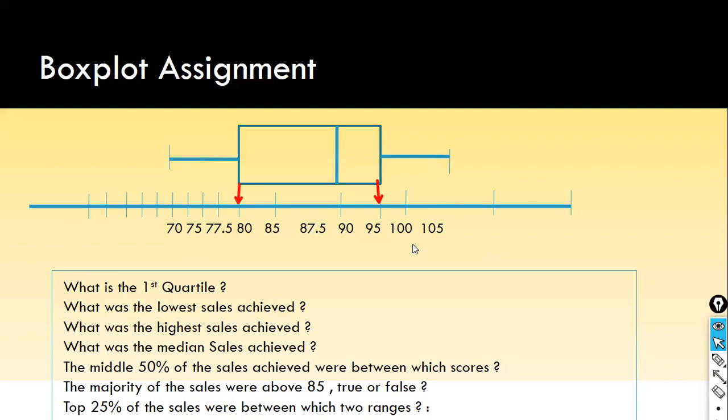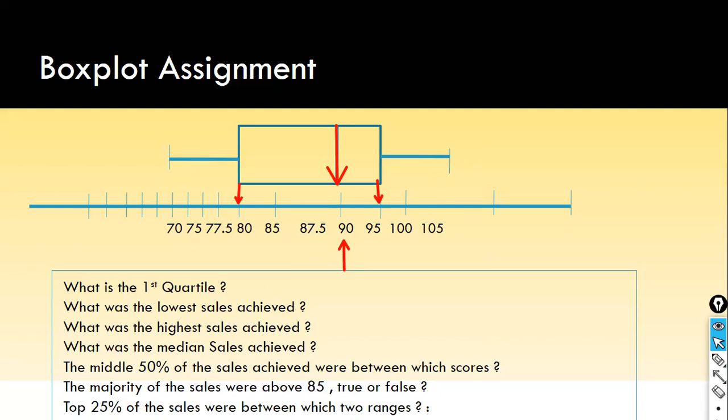Jiva says 87.5. See, the median is this line. It's kind of a 90 here, right? The median is 90 here. See, this median need not be there in the middle. This line need not be in the middle. It can be here also. So hence don't get confused. In this case, the median is 90.